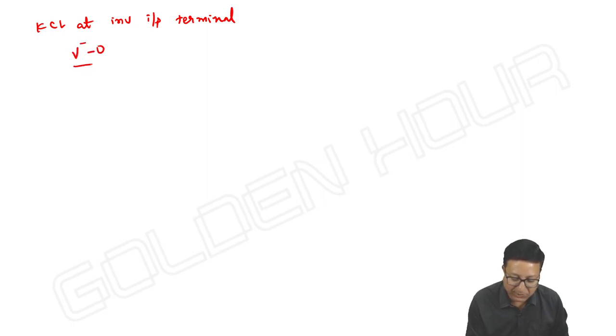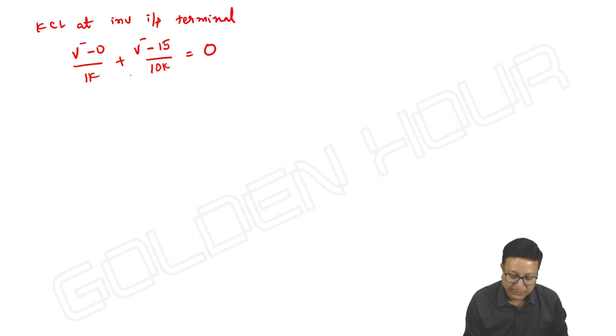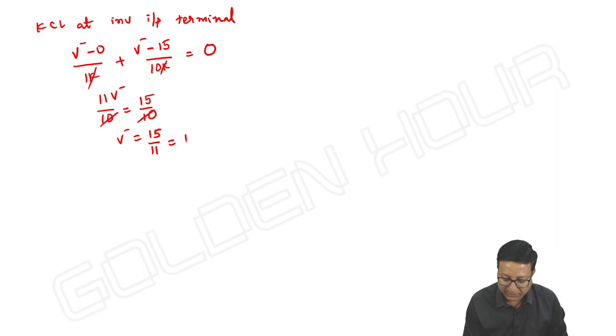V minus minus 0 by R2, 1K, plus V minus minus V output, 15, by R1, 10K, is equal to 0. So instead of V output I am writing 15, and instead of R1 and R2 I am writing 10K and 1K respectively. Then kilo and kilo I can cancel. V minus plus V minus by 10, it is 11 V minus by 10, is equal to 15 by 10. 10 and 10 cancel. V minus is equal to 15 by 11. How much do you get? 1.36.